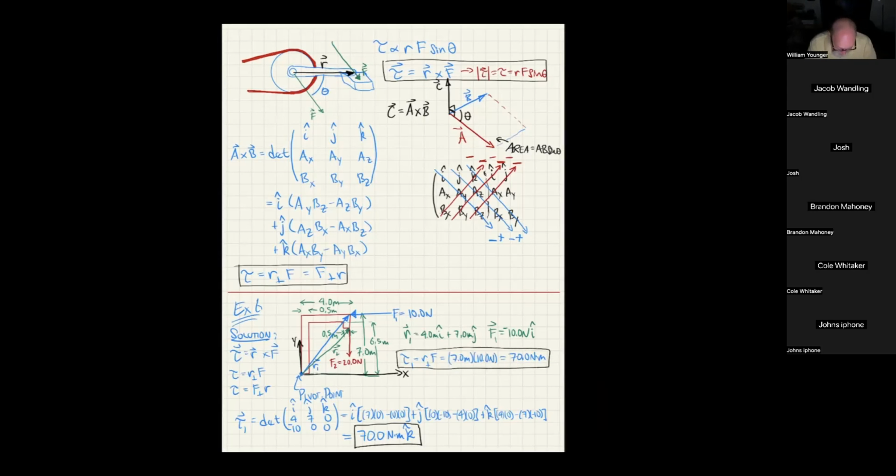If I had, for instance, oh yeah, here's a good way. Let's say I'm going to do a really easy one here. Let's say the force right here is F3 equals 30 newtons.